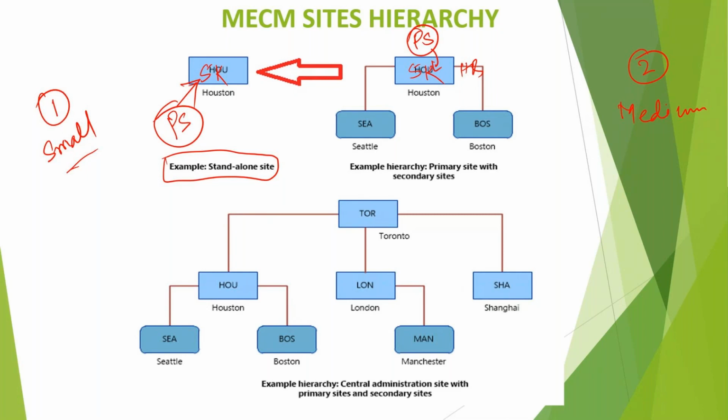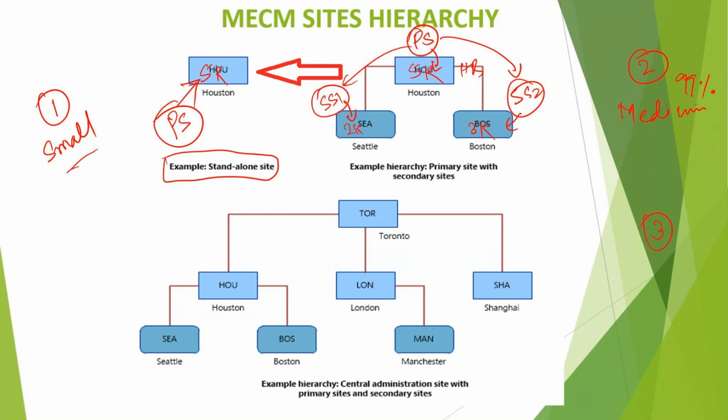Now we have two more branch offices. Let's say 2,000 devices in Seattle, 3,000 devices in Boston. So we need secondary one to manage these 2,000 devices, and secondary two to manage these 3,000 devices. And they will take the policies and contents from primary like this. This example, 99% of the time you will see this kind of deployment in companies.